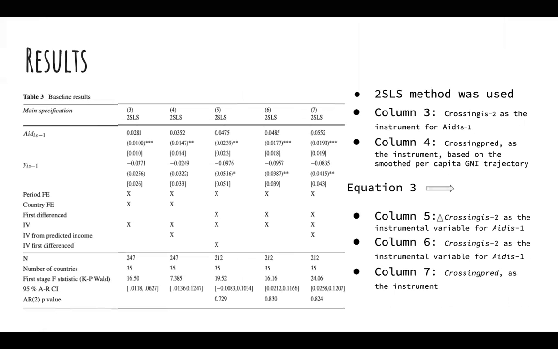The difference here is that in column 2, the first difference equation was used. In columns 3 to 7, the 2SLS model was used, and the coefficients when a 1% increase in the aid to GNI ratio takes place are presented in the first row as 0.028, 0.035, and so on by columns. In columns 5 to 7, equation 3 was used, while equation 2 reports are given in columns 3 to 5. The difference between those columns is in the instrumental variables, such as crossing based on predicted per capita GNI from the smoothing exercise in column 4, or in column 3, crossing 2 periods earlier.